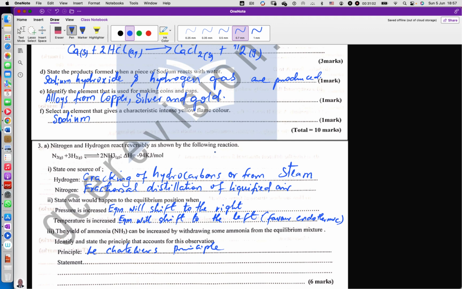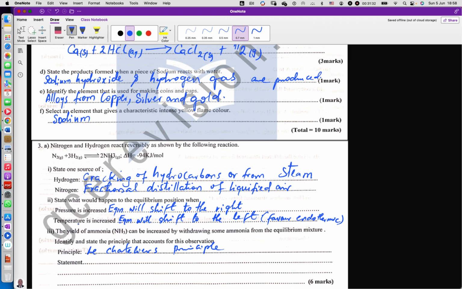Like I earlier said, Le Chatelier's principle only comes in to oppose the change. When the pressure is high, it comes in to decrease it. When it decreases, it comes in to increase it. So in this case, there is high pressure. Le Chatelier's principle comes in to decrease it by doing what? By shifting the equilibrium position to the right.